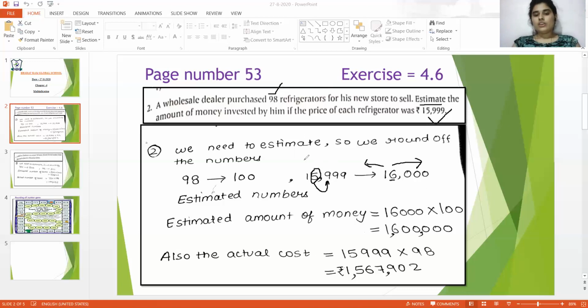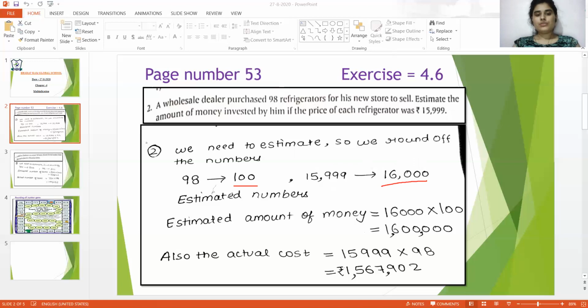On the left hand side of this highlighted digit, the digit will stay the same. Left hand side of 5 we have 1, so we will write 1 as it is, and on the right hand side we have only 3 digits, so we will write 3 zeros, 1 2 3. Now you can see here 100 is the rounded number of 98 and 16,000 is the rounded number of 15,999.